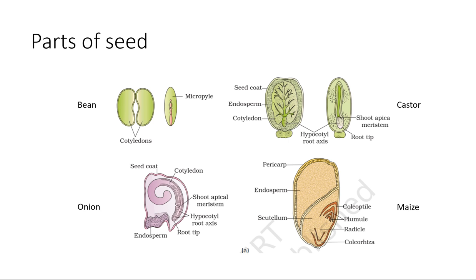And next one is onion seed. Onion seed is a small blackish endospermic monocotyledon with wrinkled surface. Monocotyledons means it contains only one cotyledon. Seed coat is quite tough, and next one is maize.